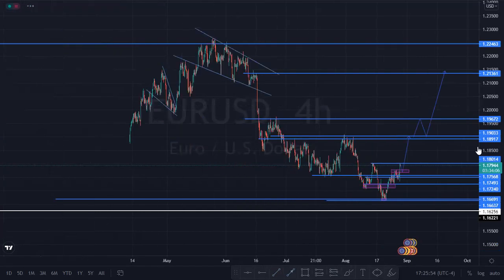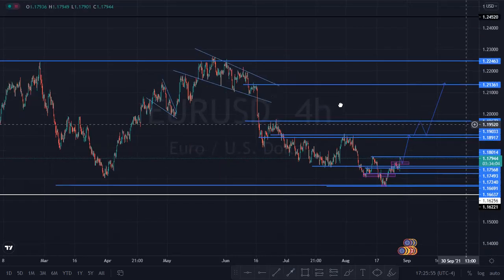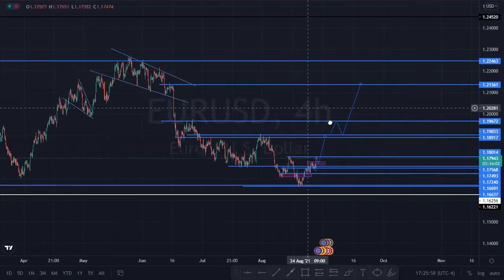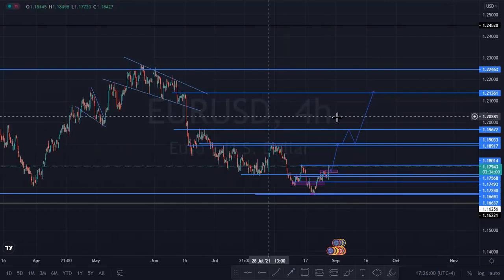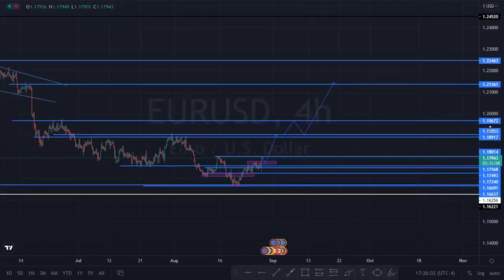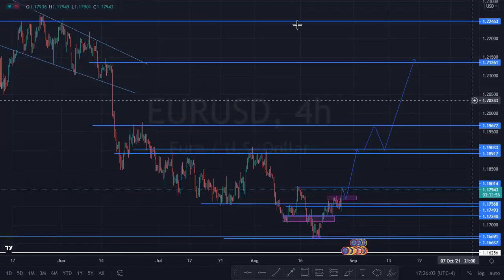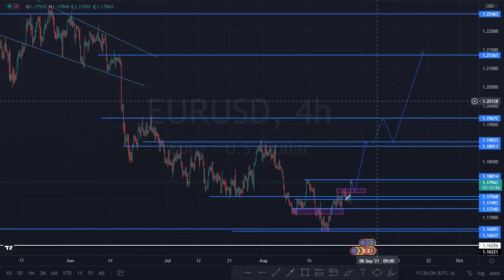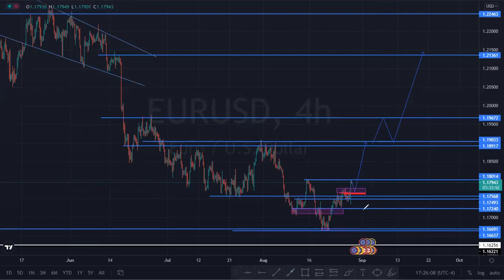So this is what I will be expecting on Euro USD on my market outlook for the coming week. So I'm bullish on Euro USD. Like I said, I'm going to set my pending order buy limit at this zone here. Then my stop loss will be below the sponsor candle. All right.